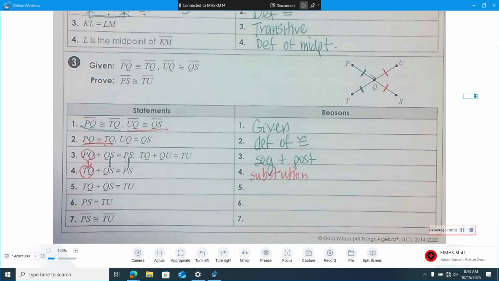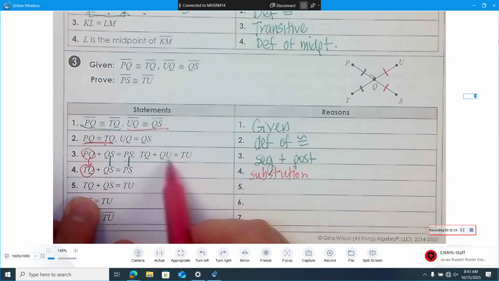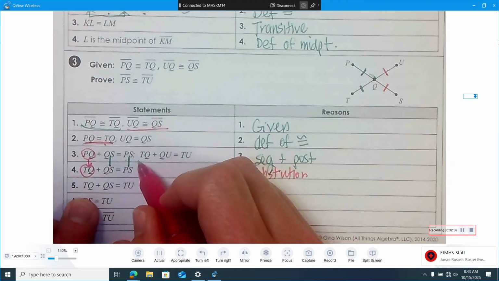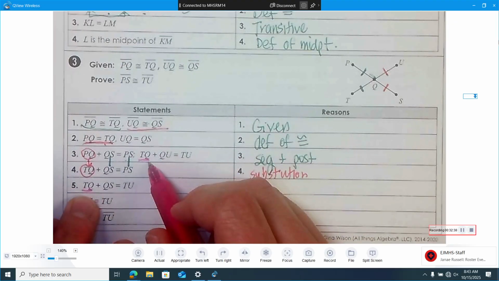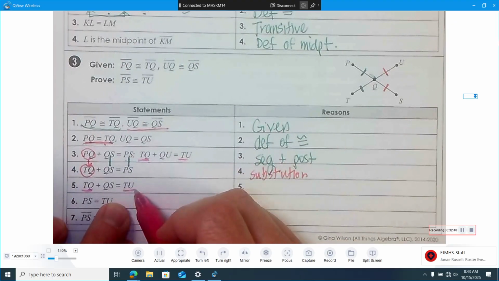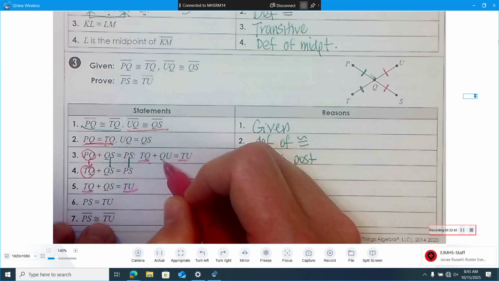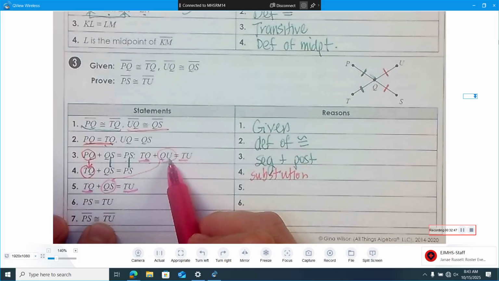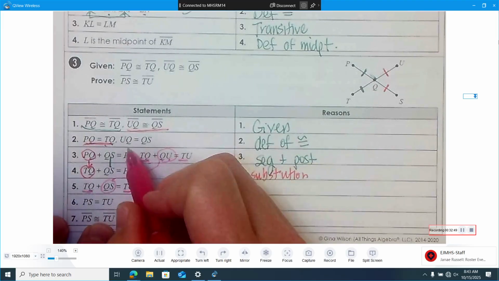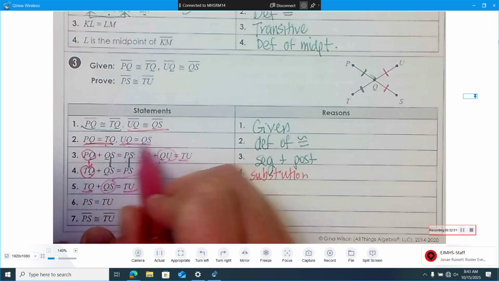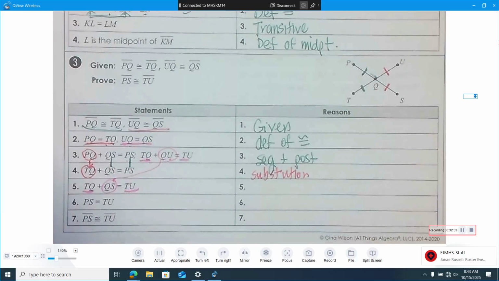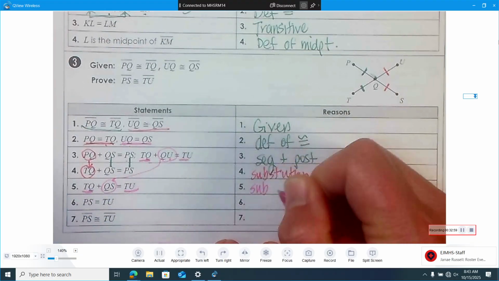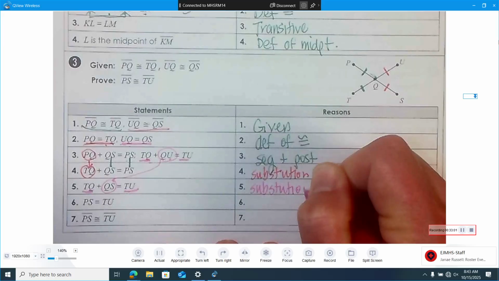Once again, looking at the second half here, the TQs match up and the ending TUs match up, but what traded out? Yeah, QU and QS, and that came from right here. QU and QS are equal, so they took the QU out and put the QS back in. So that is, again, substitution. All right.